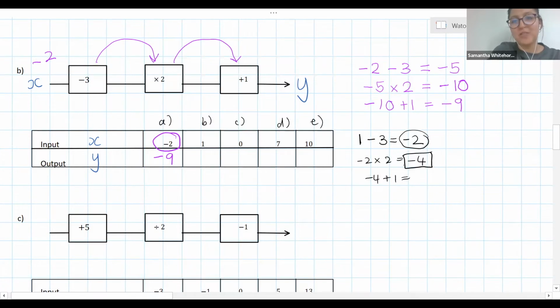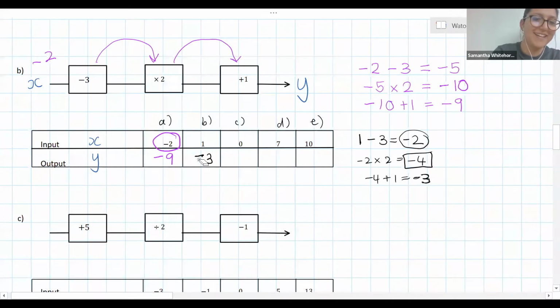What is -4 plus 1? -4 plus 1. It has to be negative. Good, well done. -3. Excellent. Does that make sense?